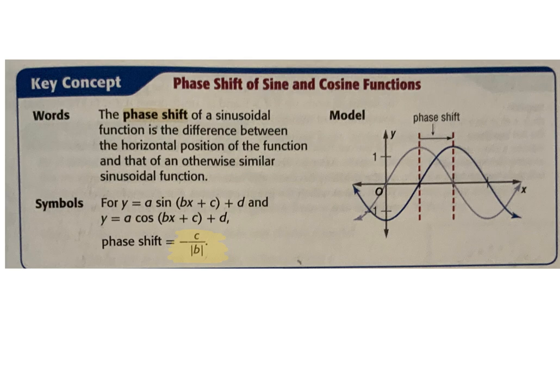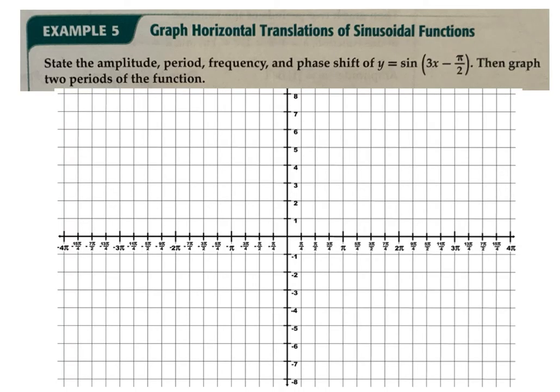Let's look at an example. All right, so look at this one right here. My amplitude, and I'm going to walk through these every single time. My amplitude for this is a. What's the number in front of sine? 1. All right. My period is going to be 2 pi over the absolute value of b. What is b? 3. So it's 2 pi over 3.